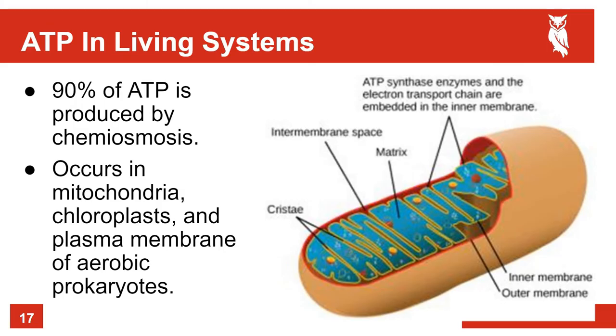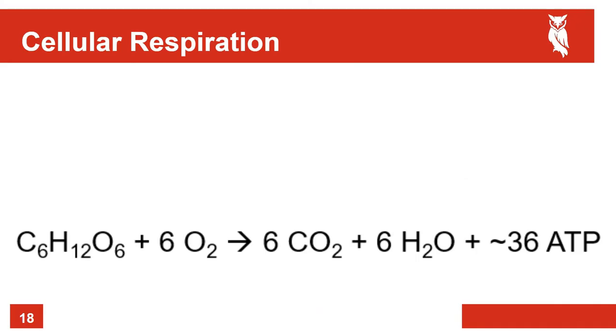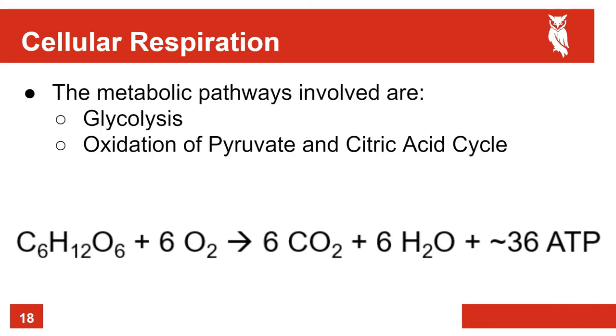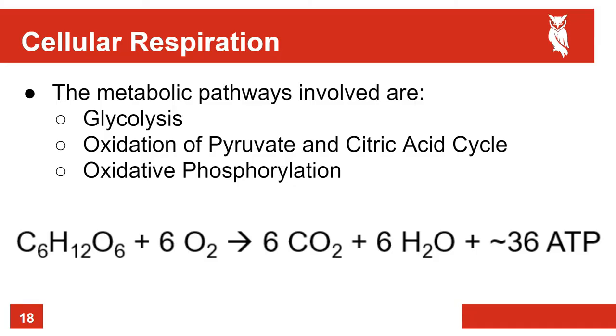The matrix is on the inside. We've got the intermembrane space. We've got the inner and outer membrane. ATP synthase and electron transport chain are in the inner membrane. And essentially what they do is the electron transport chain pumps a lot of hydrogen ions into that intermembrane space, builds up that concentration gradient, and then that is used kind of like the water behind a dam to drive ATP production.